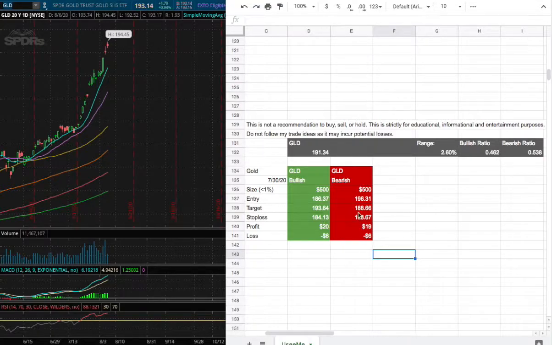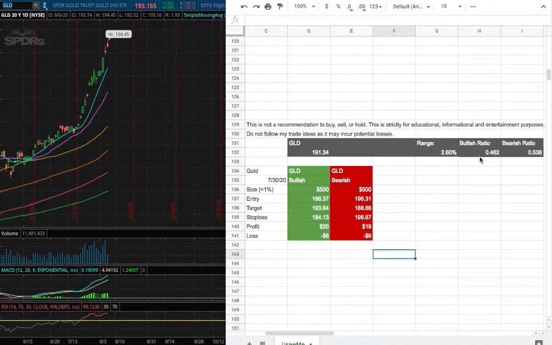$184.13. On the other hand, if I were to make a short position, I would make an entry at $196.31, and my sell target will be $188.66. My stop loss for my short position will be $108.67.